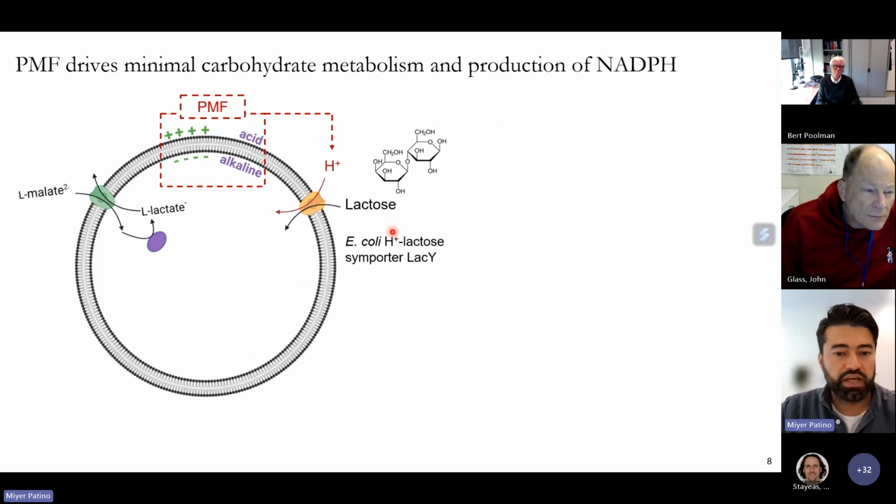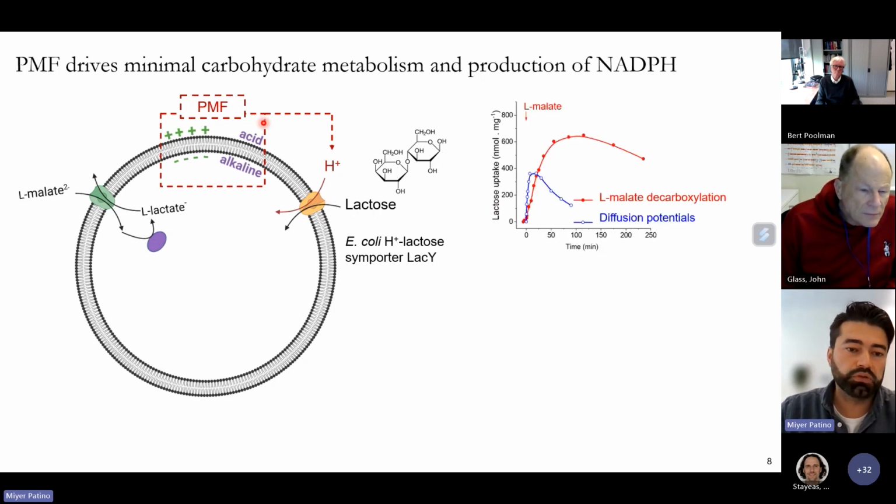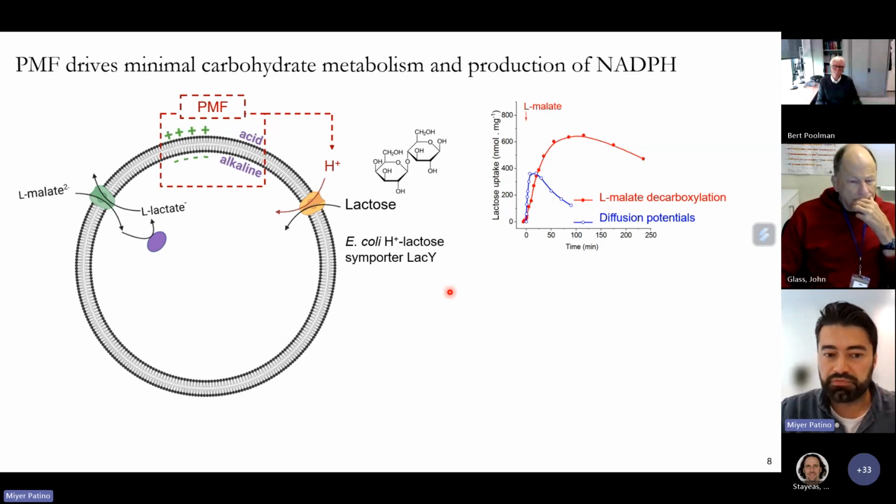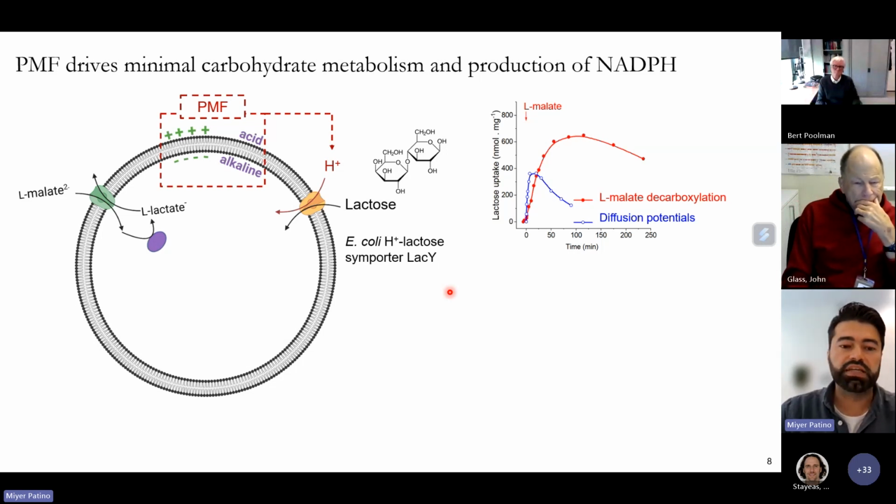And finally, we wanted to test another nutrient, a carbon source. In this case, we used a proton lactose symporter, also from Escherichia coli. And we observed that, driven by the proton motive force from the malate decarboxylation, it was possible to obtain substantial levels of accumulation of lactose inside. We wanted to go a little bit farther. So what can we do with this internalized lactose?